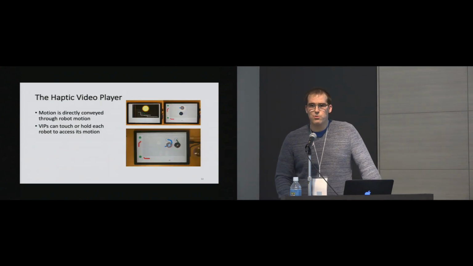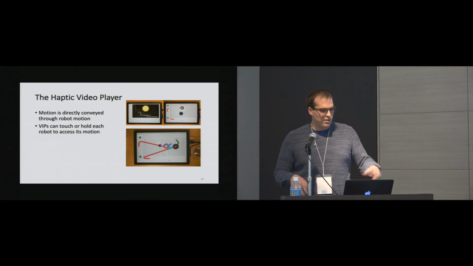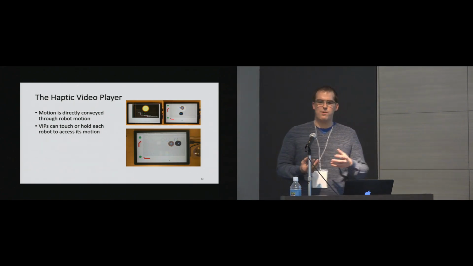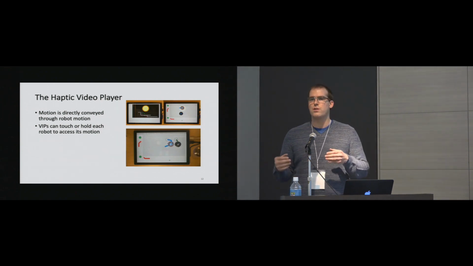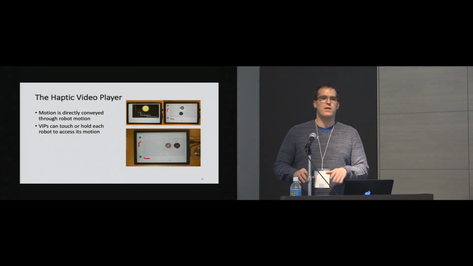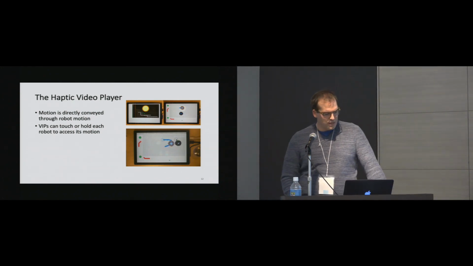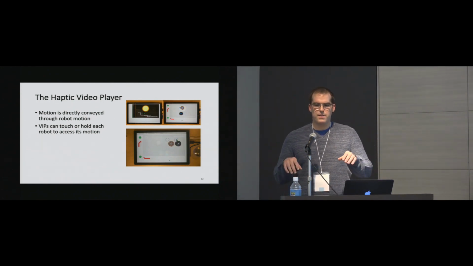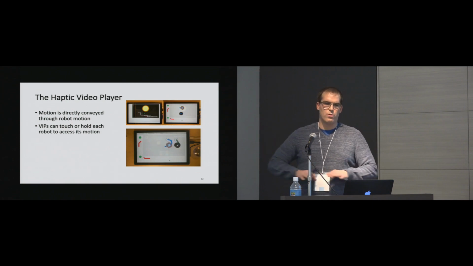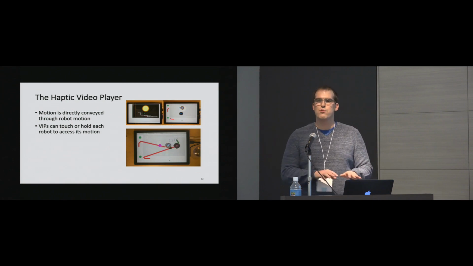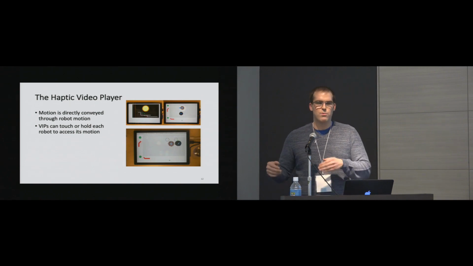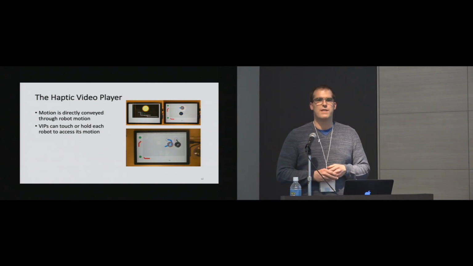And that leads us to our system, the Haptic Video Player, which allows a person with vision impairments to gain access to motion directly over top of video content using small wireless robots. And basically, the individual can hold or touch a robot and track its movement as it moves across the display, offering a multimodal representation of what's happening.